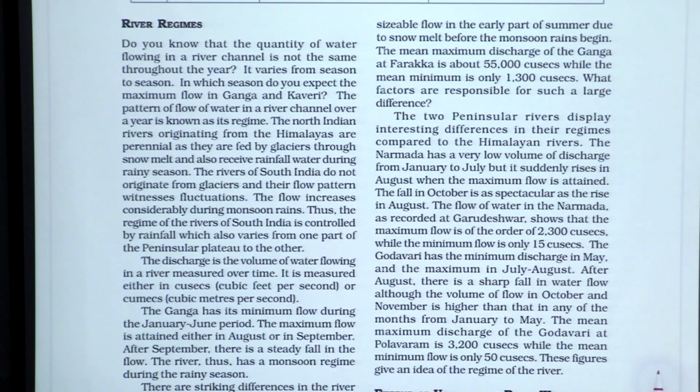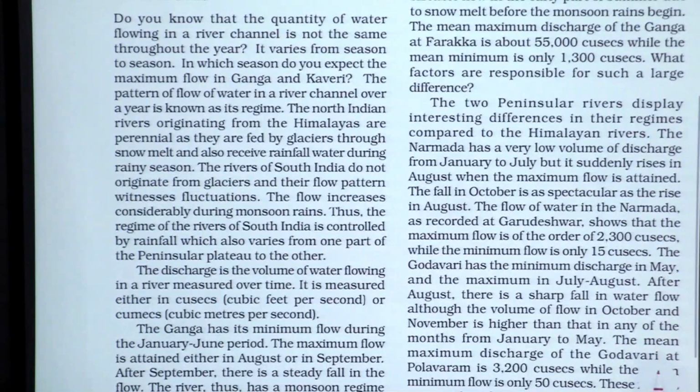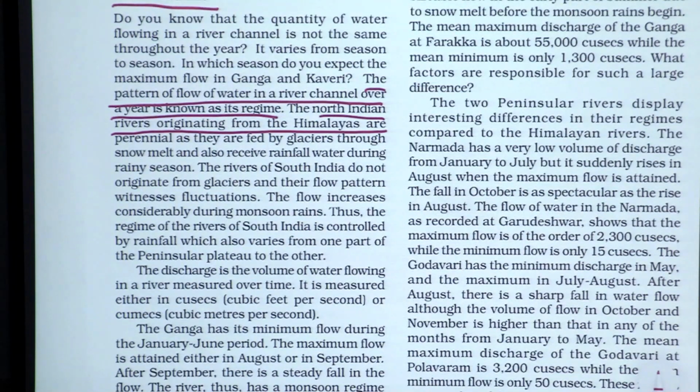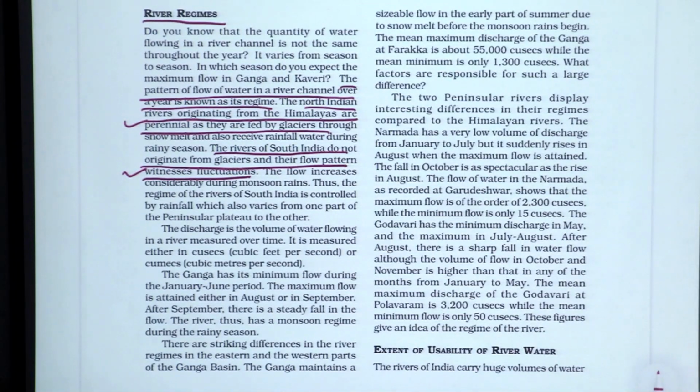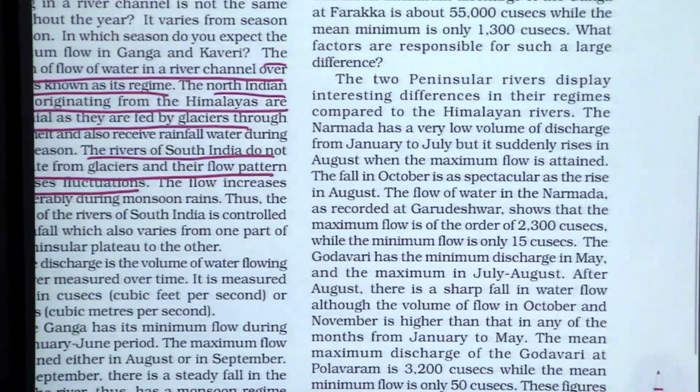If I read it from NCERT slowly, steadily, it shows the same thing. River regime: the pattern of flow of water in a river channel over a year is called its regime. The North Indian rivers originating from the Himalayas are perennial as they are fed by glaciers. The rivers in South India do not originate from glaciers and thus their flow pattern shows higher fluctuation. I have already talked about it. And then there are certain examples being given here, and you need to take references of them as regime fluctuation demarcation.